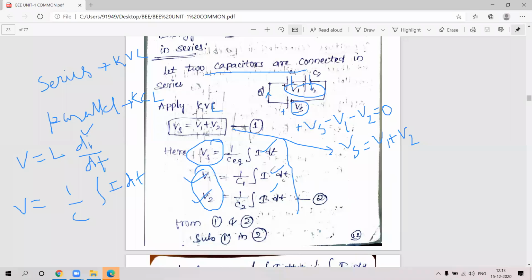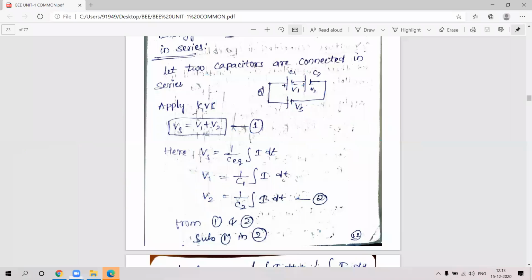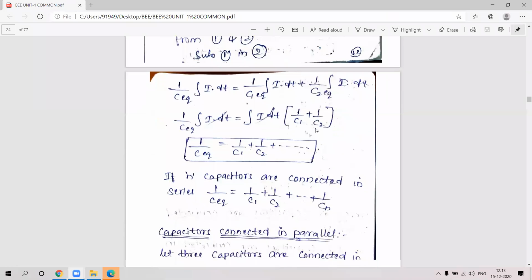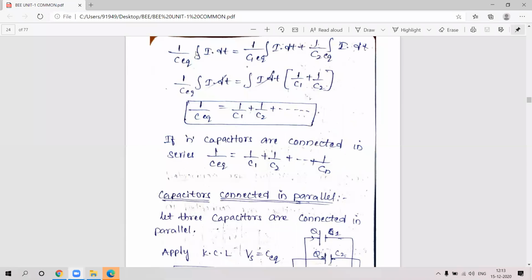So here all these terms are there. I am going to substitute equations 2 and 3 values in equation number 1. So when I substitute, I am going to get 1 by C equivalent, this term is Vs. This is Vs.